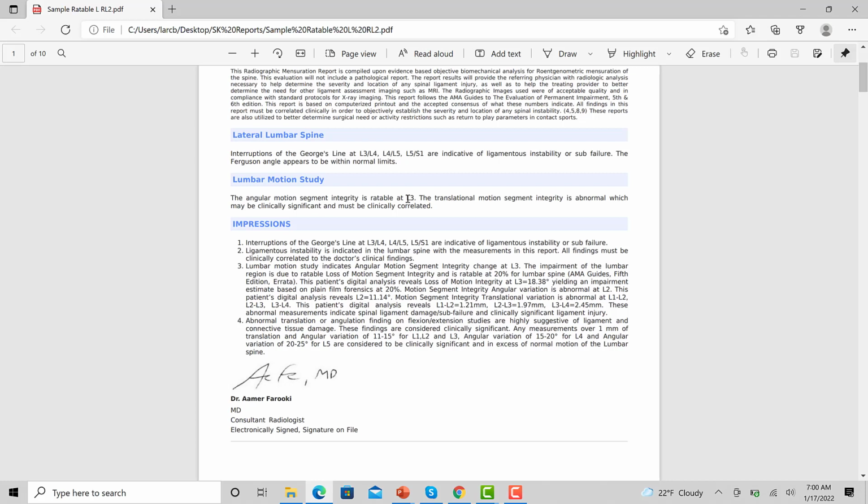So when I have abnormal findings, it's a grade 2 sprain finding. When I have rateable findings, it's a grade 3 sprain finding. It's just that simple.